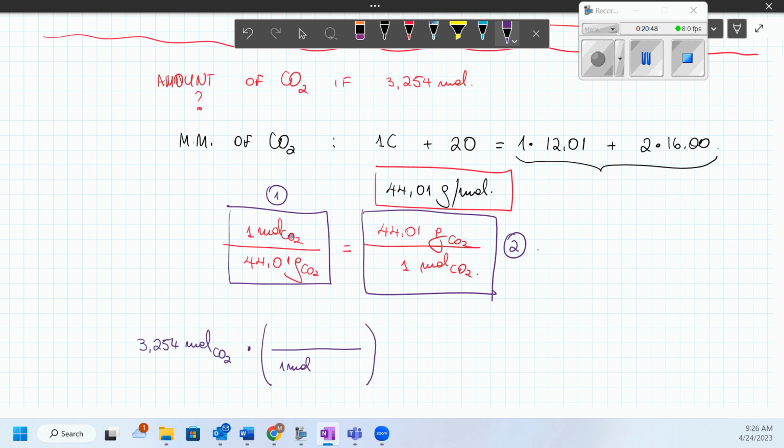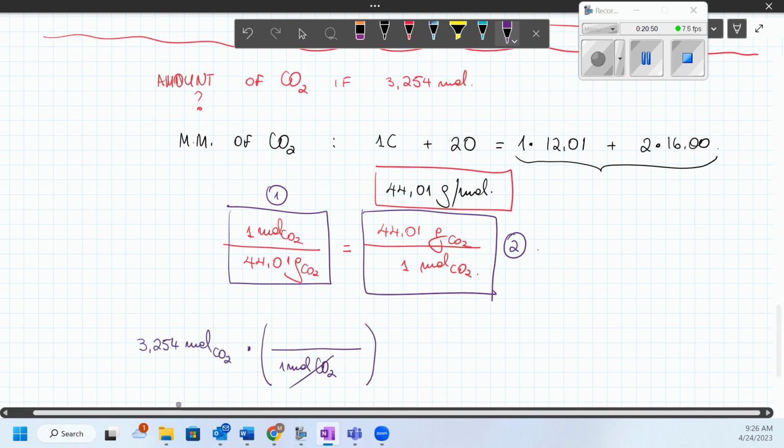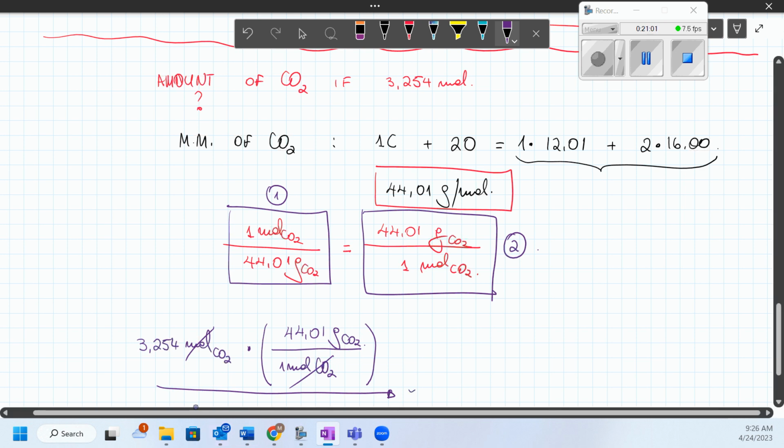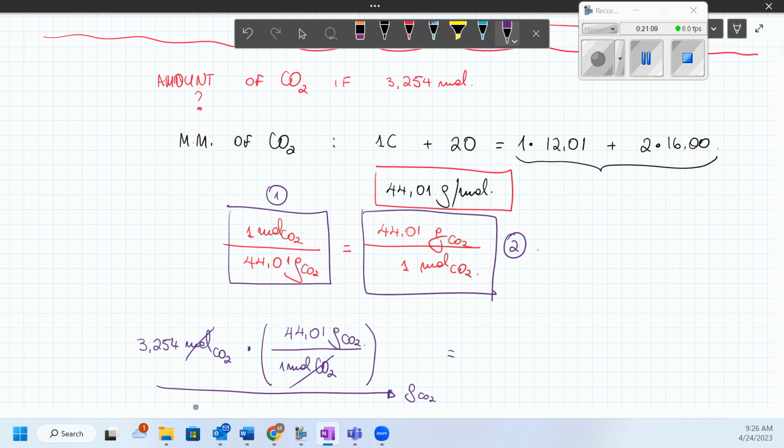So it is 1 mole of carbon dioxide. So moles and moles are canceled out. 44.01 grams of carbon dioxide. So what you have here is grams of carbon dioxide. And as you enter it in your calculator, you will find it is 143.20854 grams of carbon dioxide.